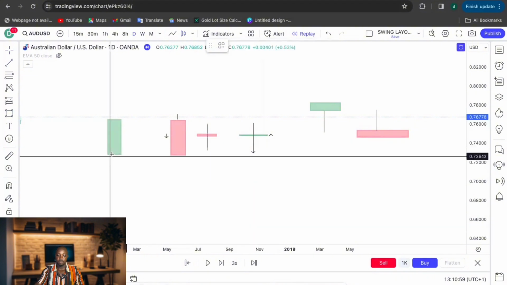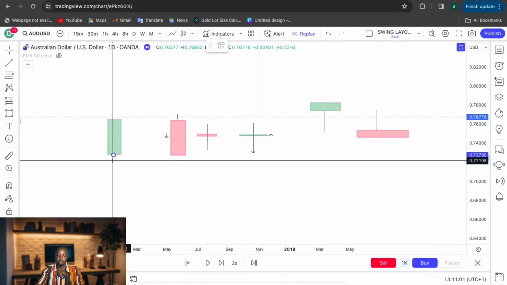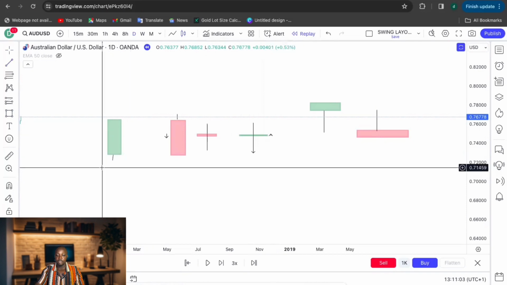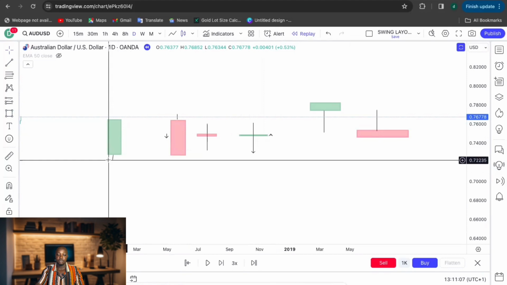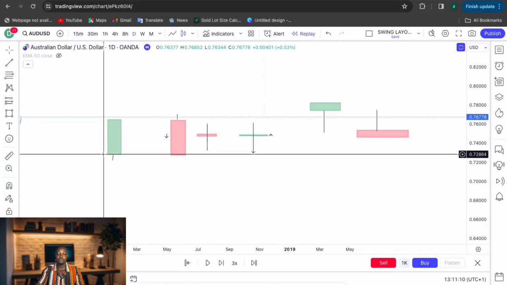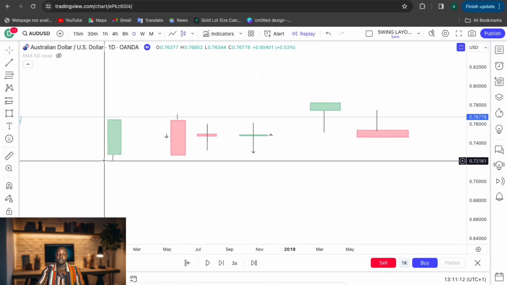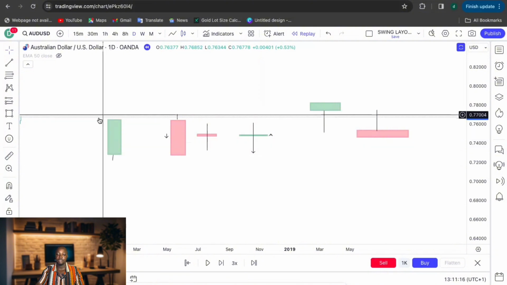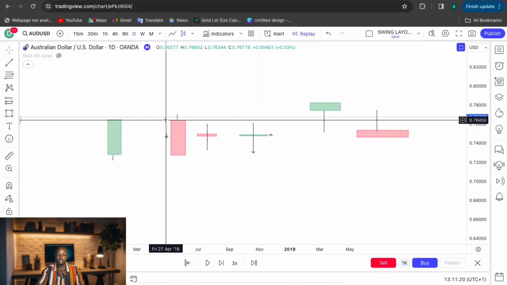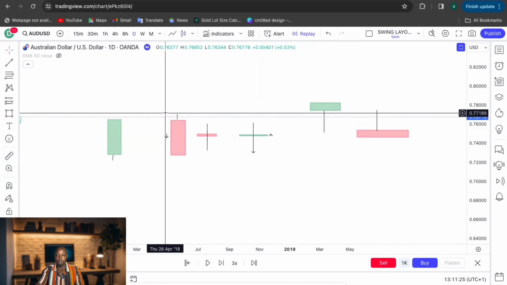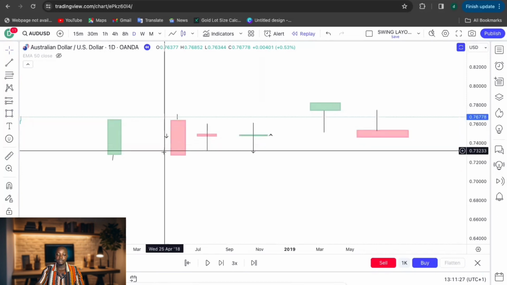The wick here. Perfect. Okay. This simply means that the buyers have control of this market because the market opened at this price. You have this wick because sellers tried to push the market down, but the buyers came and took control and closed the market at the highs here. Same thing, the market opened at these highs here. The buyers tried to push the market up, but the sellers came and pushed the market down.